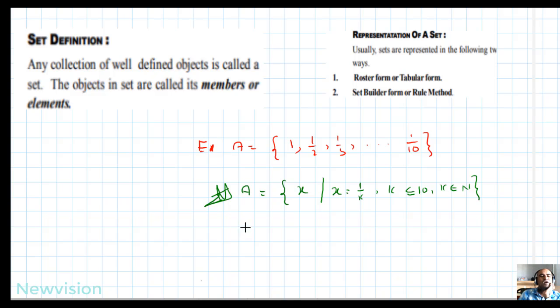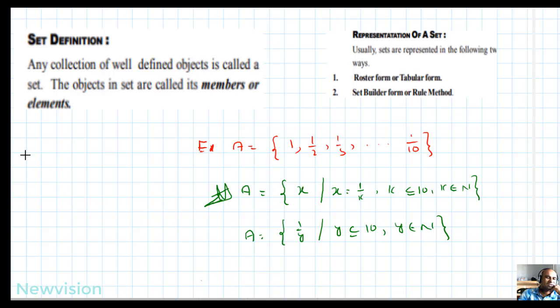So once again I am saying, don't think that you can write it only in a unique way, you can write in several ways. Same thing I will write, see, A equal to 1 by Y such that Y lesser than or equal to 10 and Y is a natural number. So this is also set builder form only.